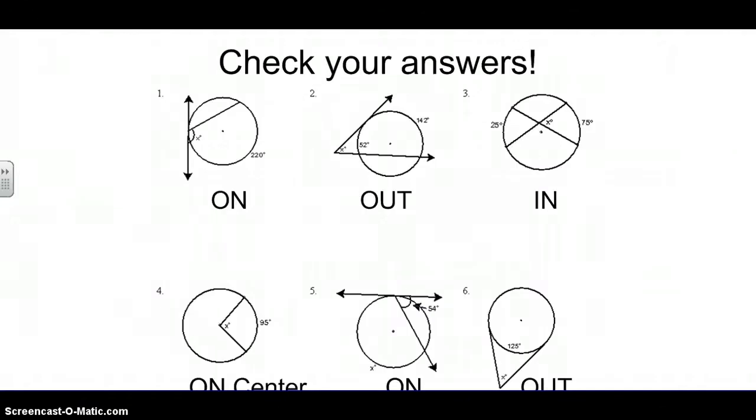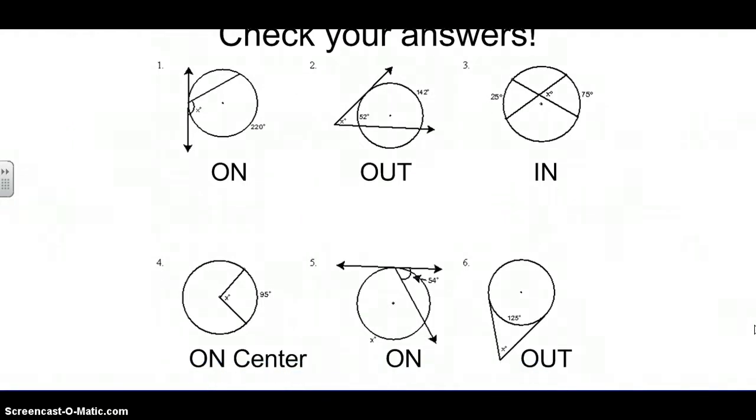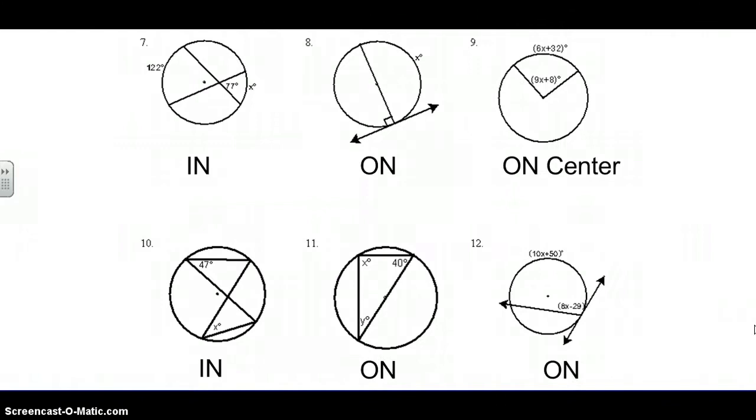Now we're going to check your answers. You can see that number 1 is on the circle, number 2 is outside, 3 is in, 4 is on, 5 is on, 6 is out, 7 is in, 8 is on, 9 is on, 10 is in, 11 is on, 12 is on. It's really important to be able to identify where the vertex is because it's going to dictate what formula you use.